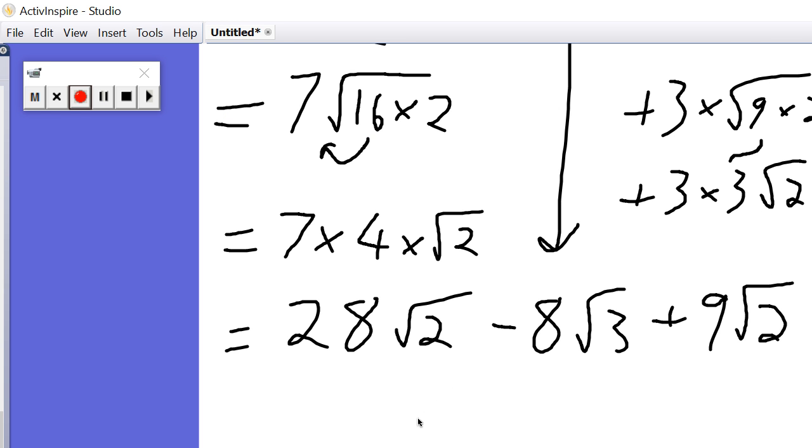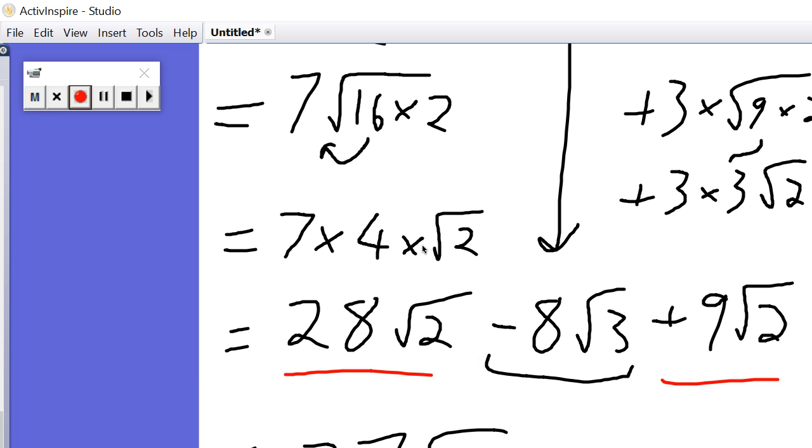Alright, so now that I've simplified all these terms, I look for the like terms, look for the like surds. I've got 28 of them, another 9 of them. Adding 28 to 9 gives me 37. Sorry if I'm being a bit slow. I've got 37 of these root 2's. And how many root 3's do I have? I've got negative 8 root 3's. Positive 10 root 3's makes 2 root 3's.